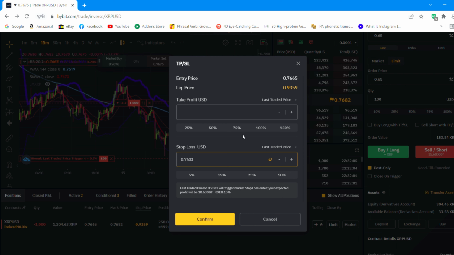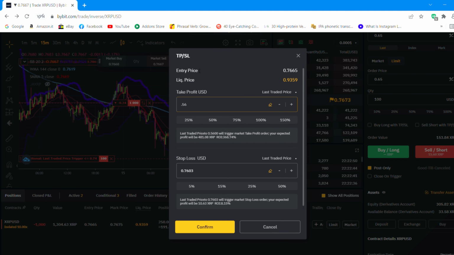76.03. So if I put a stop loss at 76.03, you will see that Bybit is very honest and very open and very clear here. Last traded price to 76.03 will trigger market stop loss order. Your expected profit will be 10 XRP or 8.15%. So setting the stop loss on my way down after I made some profit will help me protect my profit. And then I can also set the long-term take profit. So I can set both of them.